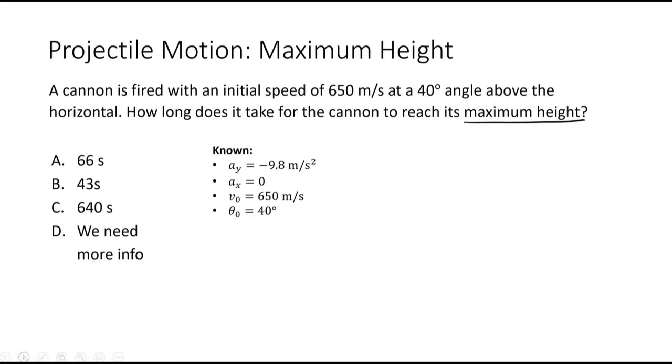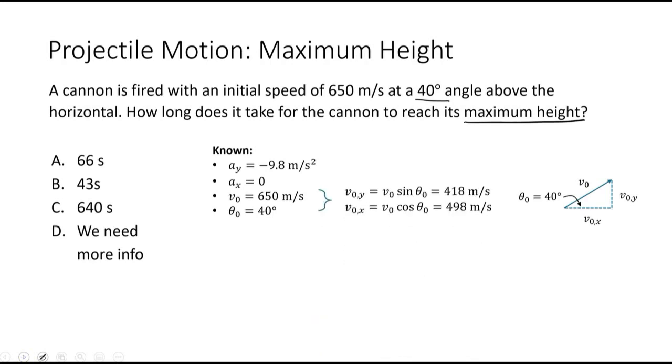All right, next thing, we're told the launch speed, which is 650 meters per second, and also the launch angle, which is 40 degrees. Then we already used this information to find the y component of the initial velocity. We could also use this information to find the x component of the initial velocity. So to do that, we would just use v naught x is equal to v naught cosine theta naught, and we would get 498 meters per second. Just a reminder, we already found v naught y in a previous part of this problem, and we found that it was equal to 418 meters per second.